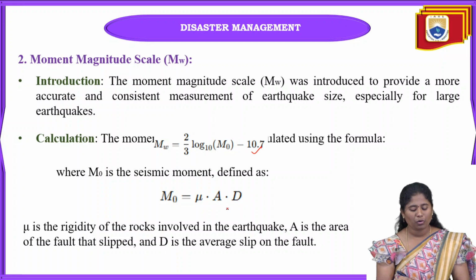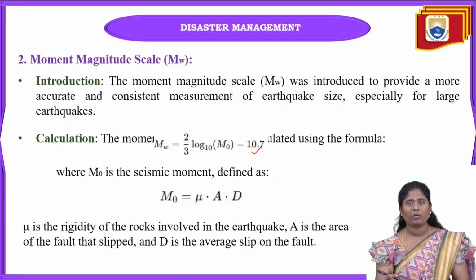Here mu represents the rigidity of the rocks involved in the earthquake. When an earthquake occurs, the earth surface is going to change its faults and folds at that time. So at that time only we have to calculate this mu value. We are going to get this mu value at that earthquake-causing area only. It means how much rock was involved when the earthquake occurred. And next one is A, the area of the fault, and D is nothing but the average slip on the fault.